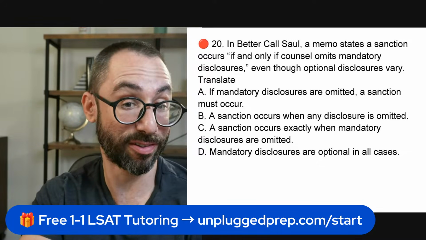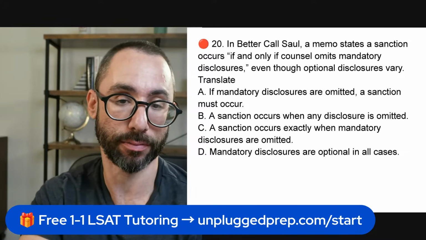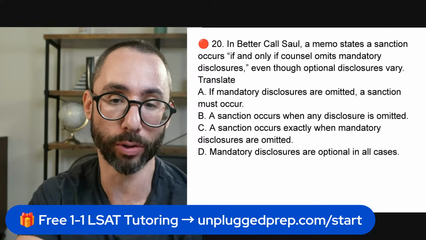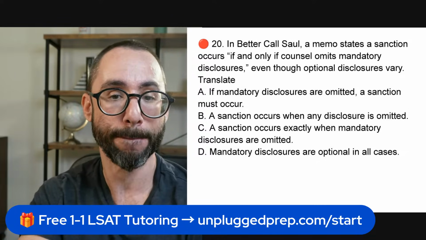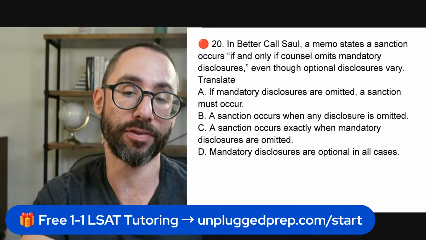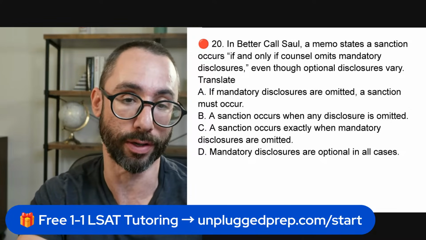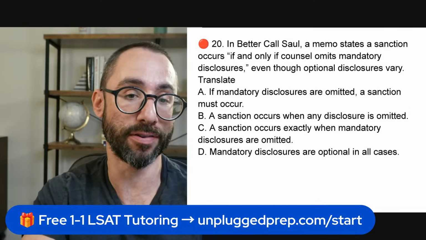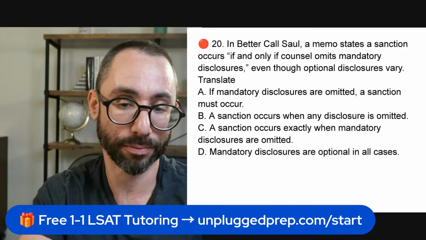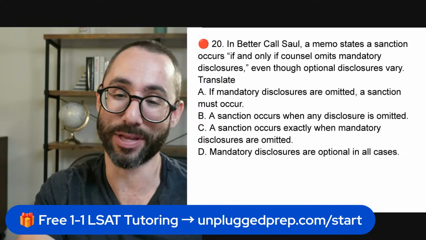And choice C, as in Charlie, says exactly, meaning no more, no less. Exactly represents or reflects the if and only if. A has the if, but is missing the only if portion, so it's not equivalent. You might be able to infer A from the passage, but it is not a translation of the passage. So kind of technical, but that's what the LSAT's all about.